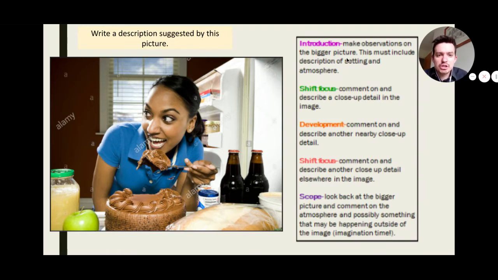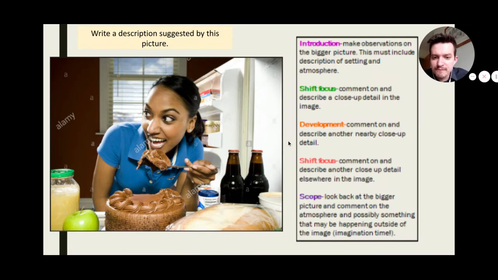So the introduction should think about the bigger picture. Tell me where we are, show me where we are, and give me a little bit about the atmosphere that we have to begin with. Your next 3 paragraphs should really zoom in on specific details. And what I suggest you do in the exam paper is you box up the image for 3 particular things that you could focus on.